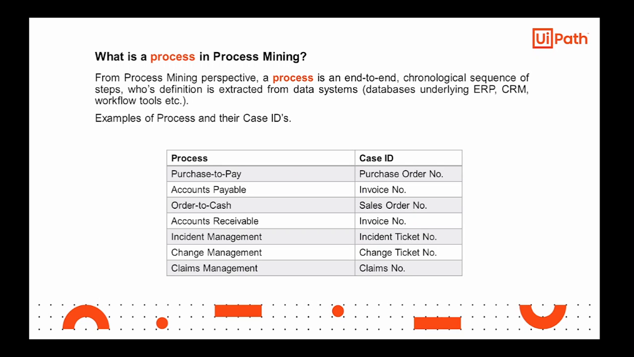For licensing purposes in process mining, a process is defined as follows. It is an end-to-end chronological sequence of steps whose definition is extracted from enterprise applications such as ERP and CRM. In order to build this process definition, process mining uses a case ID. Every process in process mining has a unique case ID. An example of the case ID for procure to pay, for instance, is a purchase order. The case ID for the accounts payable process is a purchasing invoice.